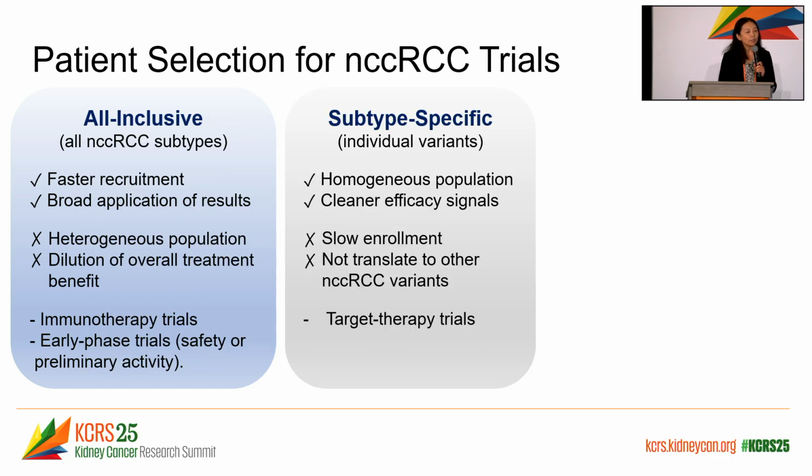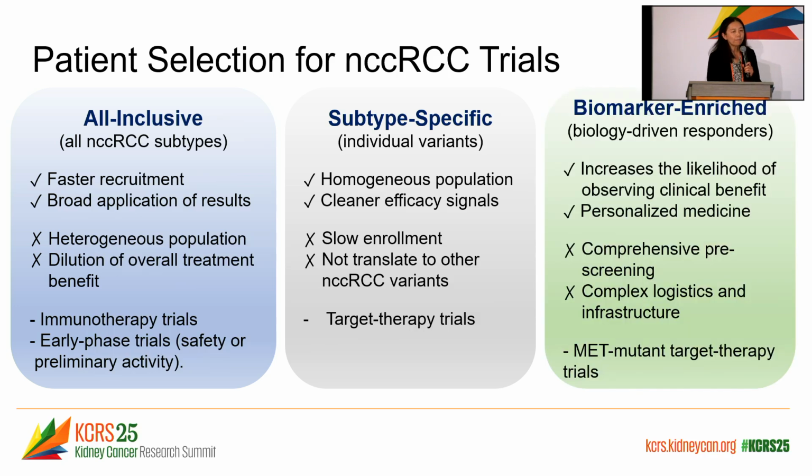The second approach is a subtype-specific approach, which focuses on individual variants. This offers a more homogeneous population. Also, results have a cleaner efficacy signal. However, accrual could be challenging for many rare subtype non-clear cell RCC. Also, results can only apply to particular variants and cannot translate to all non-clear cell subtypes. This approach has been used for targeted therapy-based trials.